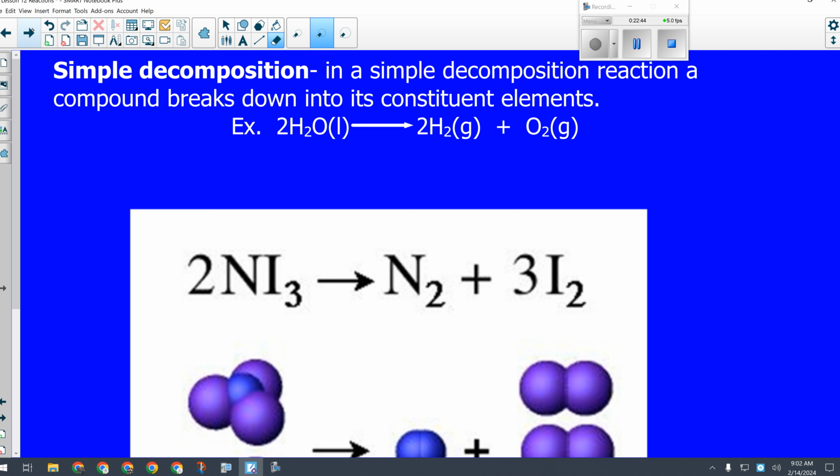I have to remember when I'm writing this reaction that the nitrogen that's produced comes as a 2, and the iodine that's produced comes as a 2. If I don't remember that, I won't write the reaction correctly.